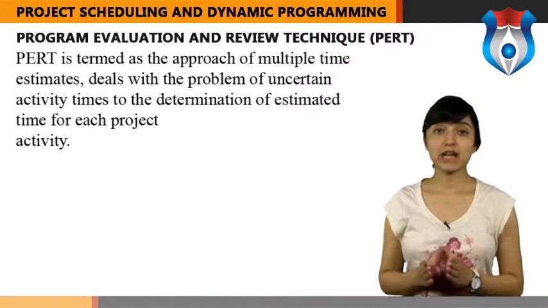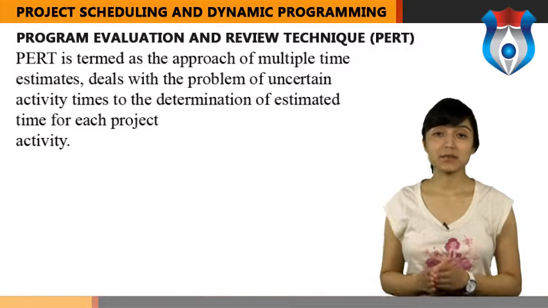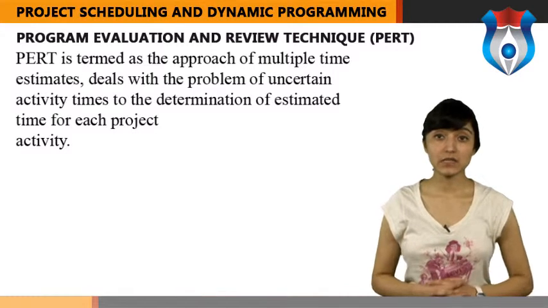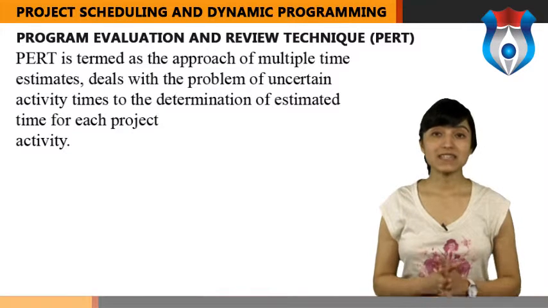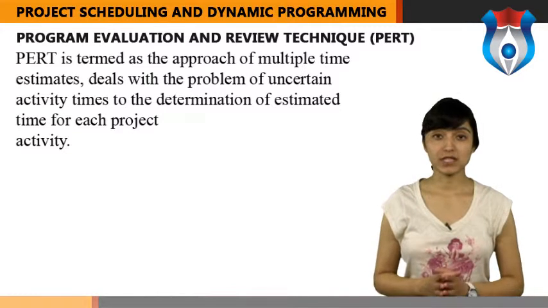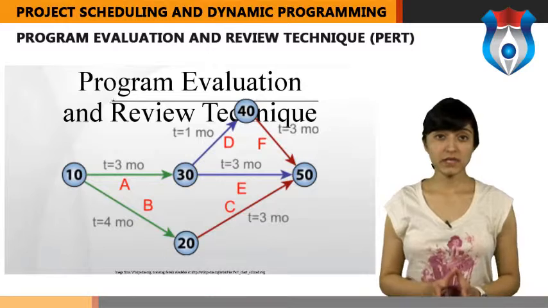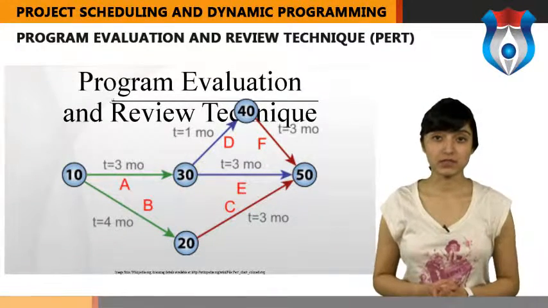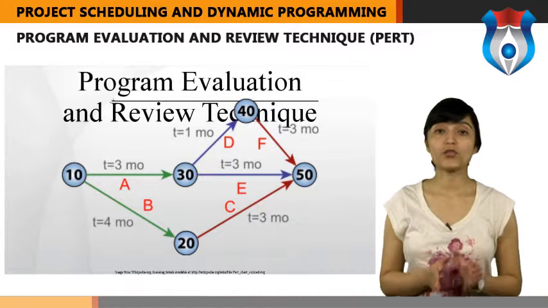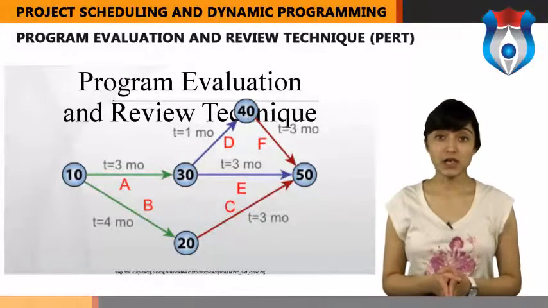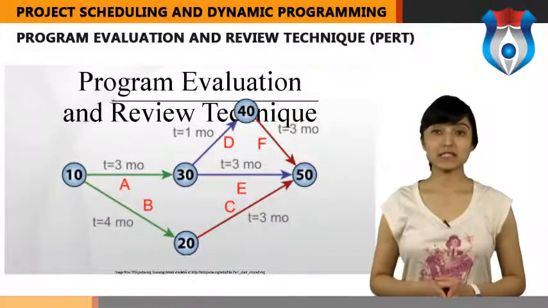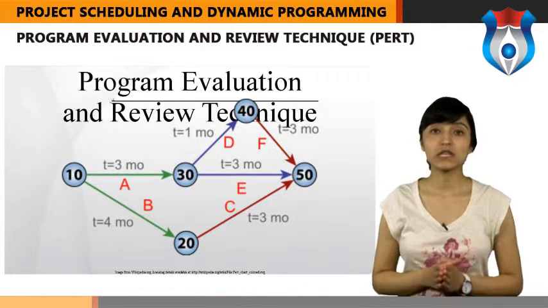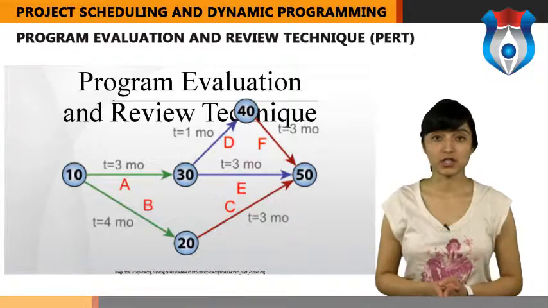Let's describe the program evaluation and review technique. PERT is termed as the approach of multiple time estimates. It deals with the problem of uncertain activity times by the application of statistical analysis to the determination of estimated time for each activity concerning the project.